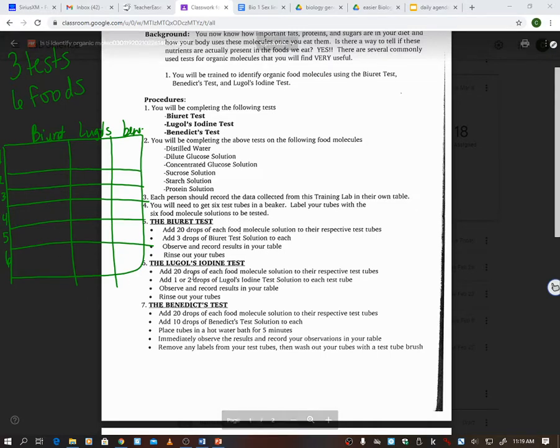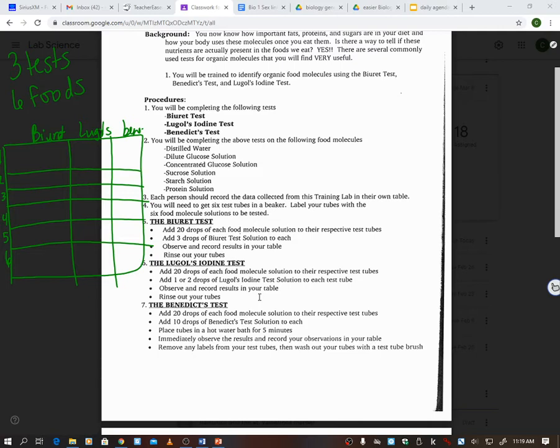For Lugol's, you're going to do the same thing: add 20 drops of each food molecule solution, then add 1 or 2 drops of Lugol's, and then observe and record results in your table. I have not told them yet what these tests mean. They're going to have to look at all 6 test tubes and try to figure out what this is telling me.